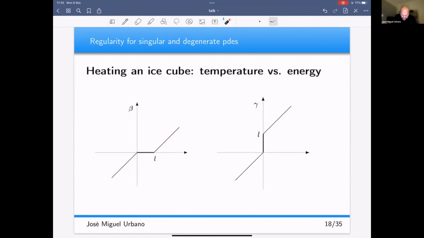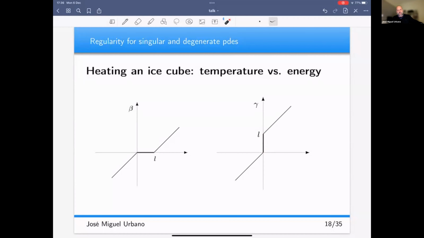So this amount of energy, this L here, that you must give the system to go from ice to water is what we call the latent heat of the phase transition. And now if you invert this function, you obtain this relation between energy as a function of the temperature, which is what we call a maximum monotone graph. This is no longer a function, it's a maximum monotone graph, because here you have a graph, you don't have a function. I mean, to 0 corresponds all this segment here.